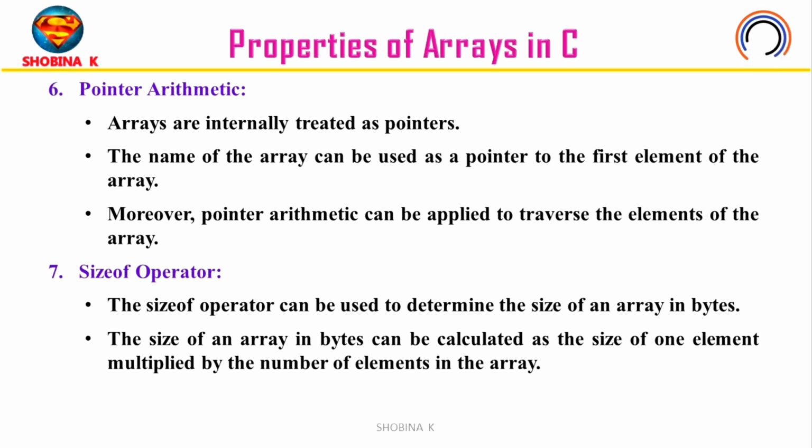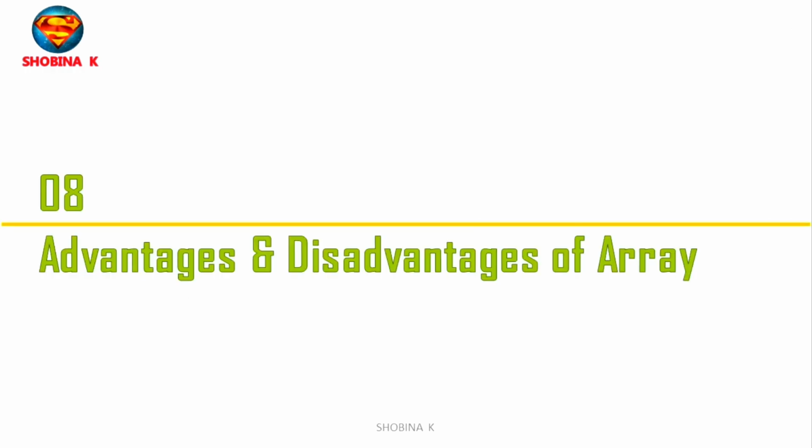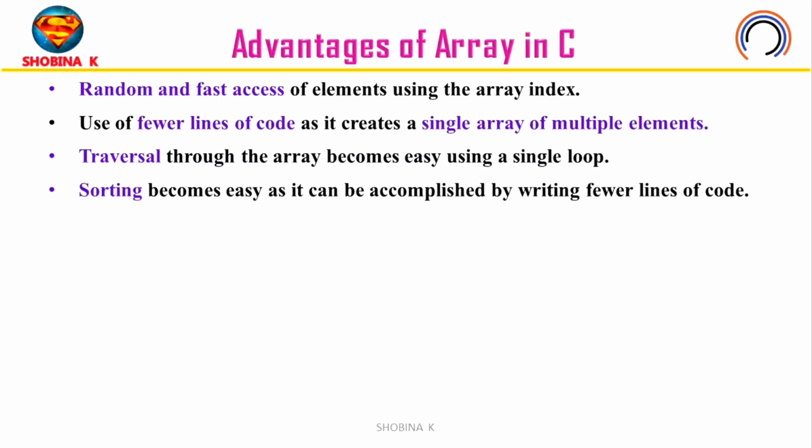And now let's see the advantages and disadvantages of arrays. Arrays provide direct access to elements using their index, which allows for quick retrieval and modification of individual elements. Using arrays, you can store multiple elements of the same data type in a single contiguous block of memory. So this results in a compact representation and efficient memory usage. Traversing through the array is straightforward using a single loop, and this simplicity in traversal is due to the sequential layout of elements in memory.